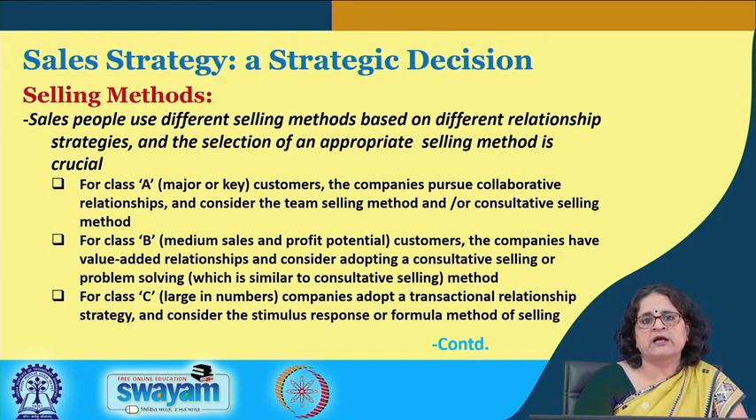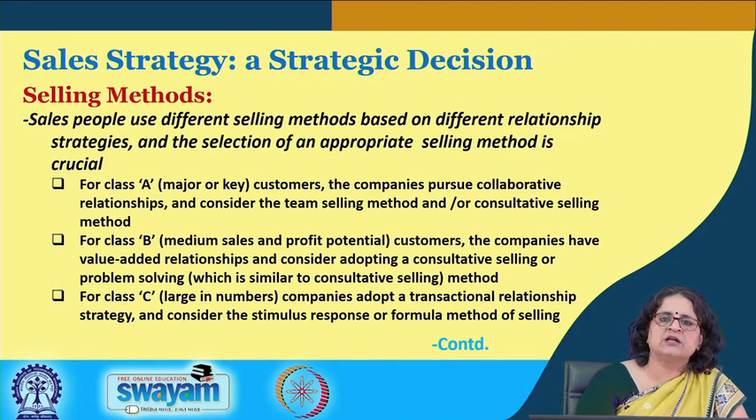On the other hand, for the class B type of customers, which have medium sales and profit potential, companies have value-added relationships and consider adopting a consultative style. So based on participation and consultation with each other, solutions are reached. But class C customers are a big base of smaller customers with low sales and profit potential. Companies adopt a transactional method and consider a stimulus response method or a formula based method of selling. We will be talking about the stimulus response and the formula method of selling in the subsequent lectures.